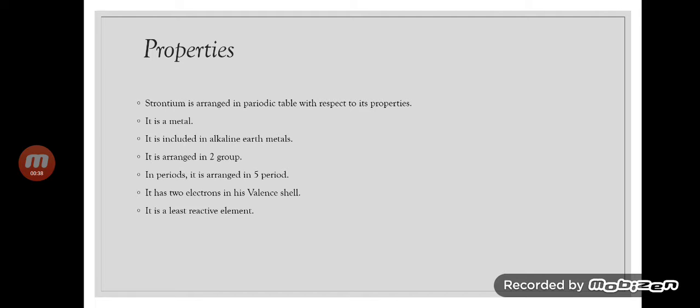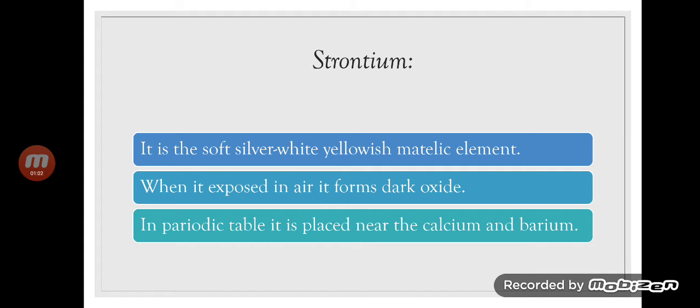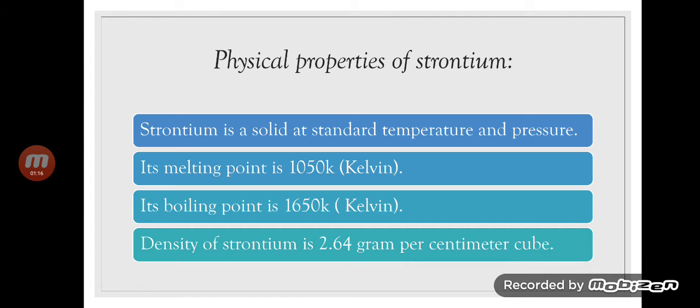Strontium is arranged in the periodic table with respect to its properties. It is a metal. It is included in alkaline earth metals. It is arranged in the second group. In periods, it is arranged in the fifth period. It has two electrons in its valence shell. It is a least reactive element. It is a soft silver-white yellowish metallic element. When exposed to air, it forms a dark oxide. In the periodic table, it is placed near calcium and barium.